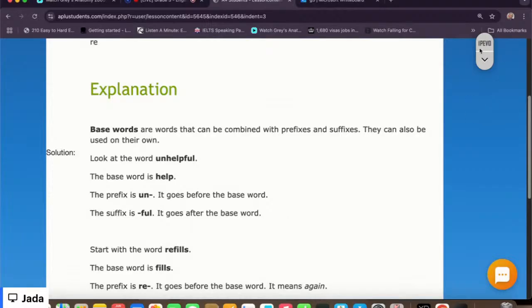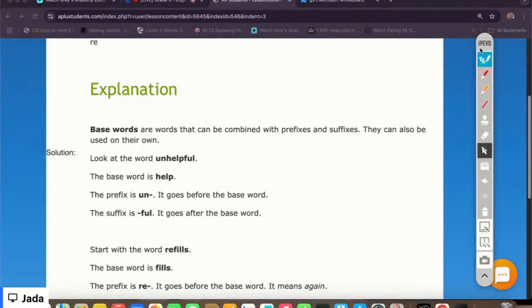Alright, so we'll start now. So what is a base word? Base words are words that can be combined with the prefix and the suffix. Okay, so the base word can be combined with the prefix and the suffix. They can also be used on their own. All right, so that means they are already words on their own, they make sense on their own, and they can be used on their own. So even if you don't want to add the prefix, you can just only have the base word and then it's a correct word on its own.